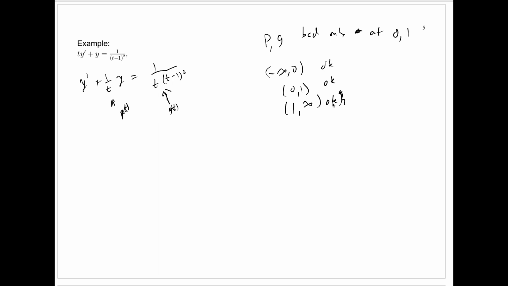What does that mean? That means if you give me an initial condition to go along with this differential equation, and that initial condition is the specification of a value of y at some point t in this interval, you'll be guaranteed a unique solution to the initial value problem that's valid on this entire interval. Similarly, if you give me an initial value problem where the initial value is specified on the interval from 0 to 1, then you'll be guaranteed a unique solution that's valid on that entire interval, and the same thing for this interval.